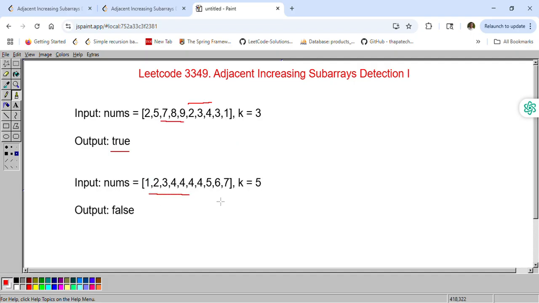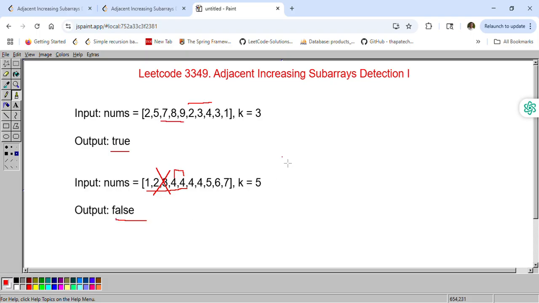This is another case, which is a negative test case. Here k is equal to 5. It means that we want to find a length 5 subarray which is strictly increasing. Is there any length 5 subarray? No. This one is not strictly increasing because after 4 you are getting 4. So this cannot be strictly increasing. There is no subarray here with length 5 which is strictly increasing, and obviously there won't be any adjacent subarrays either. So in this case you will return false.